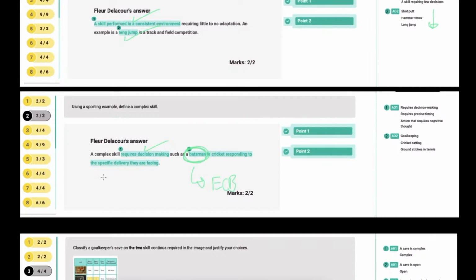Batsmen in cricket responding to the specific delivery they're facing. So that would be a complex skill. Decision making, batsman or batsperson responding to a particular delivery. Got some other examples there that you can have a look at as well.